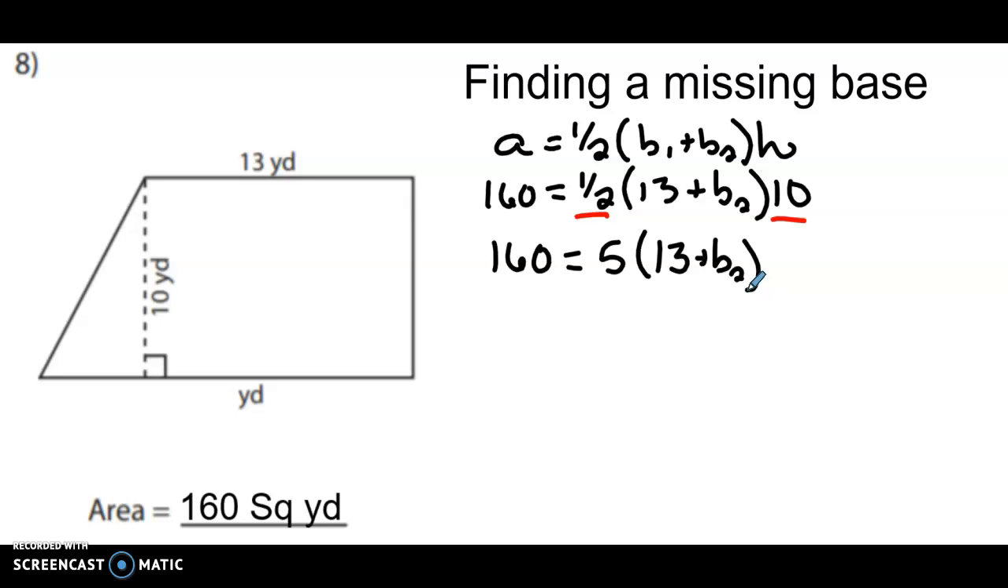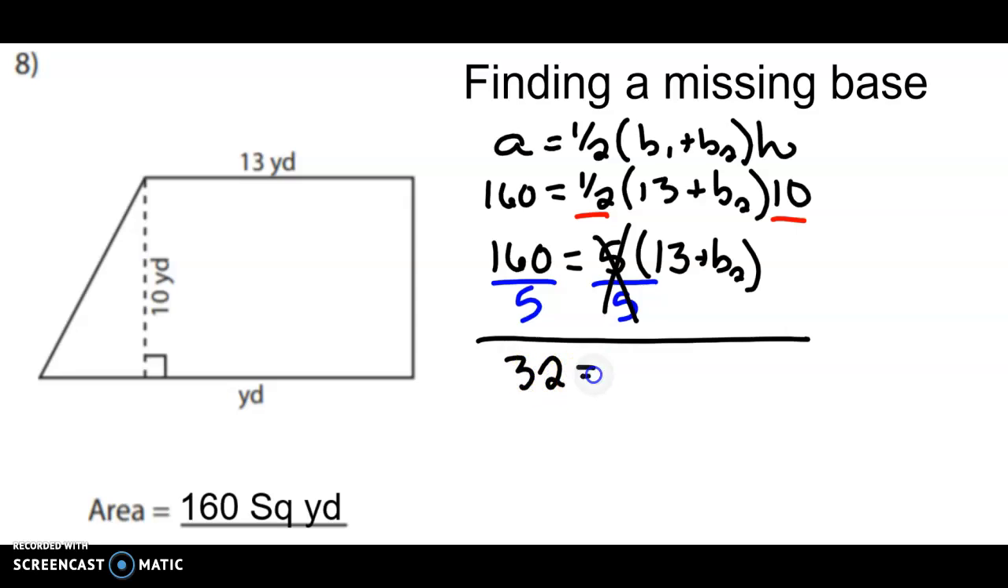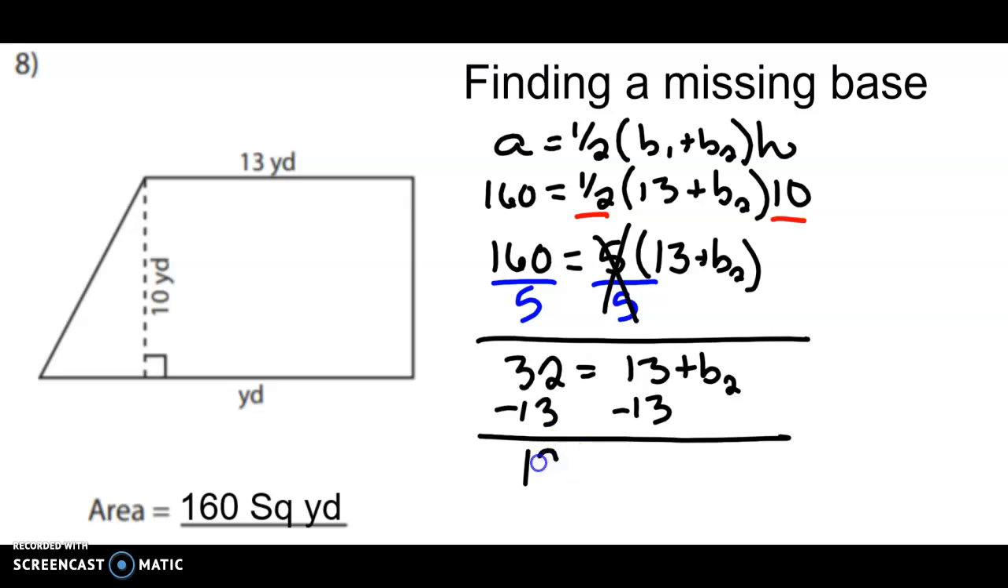Okay? What we're going to do next is we're going to divide both sides by that half of the height. And that's going to eliminate that from there, and 160 divided by 5 is 32. So we get 32 equals, and now what we're left with on the right-hand side is just 13 plus that second base. I no longer need the parentheses because there's nothing else that it's keeping it separate from. So the last step then is to eliminate the known base by subtracting both sides by that known base. And we get 19 equals base 2.